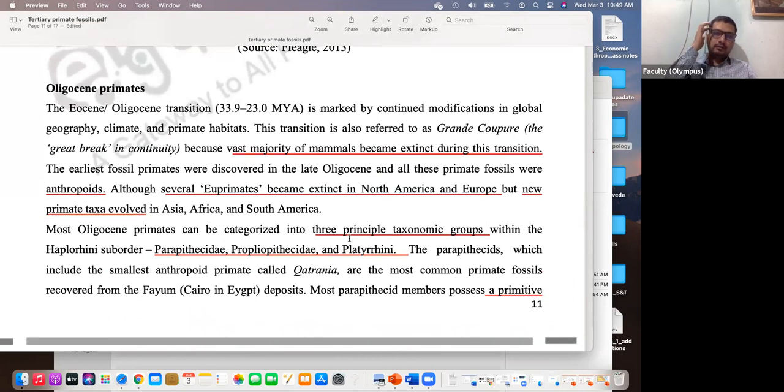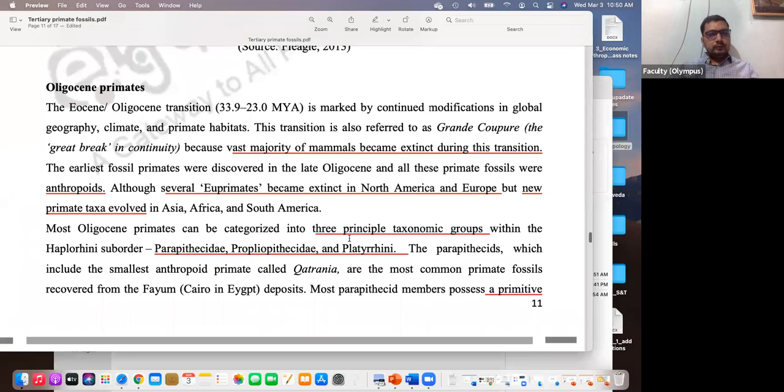Paleocene, Eocene we finished, we are going with the Oligocene. So Oligocene, Eocene to Oligocene have happened around approximately 34 million to 23 million years ago. Okay, a lot of continuation in changes have happened. Geographical, climate changes as well as habitats of the primates have also changed.